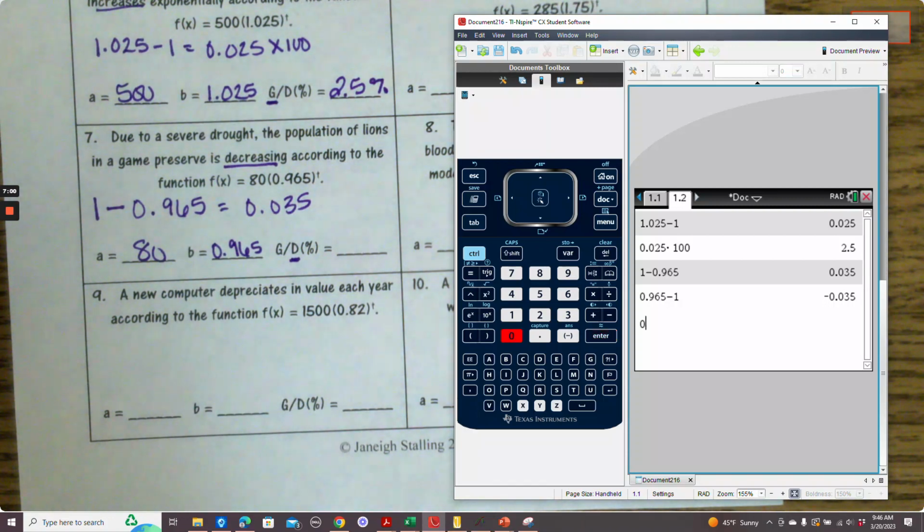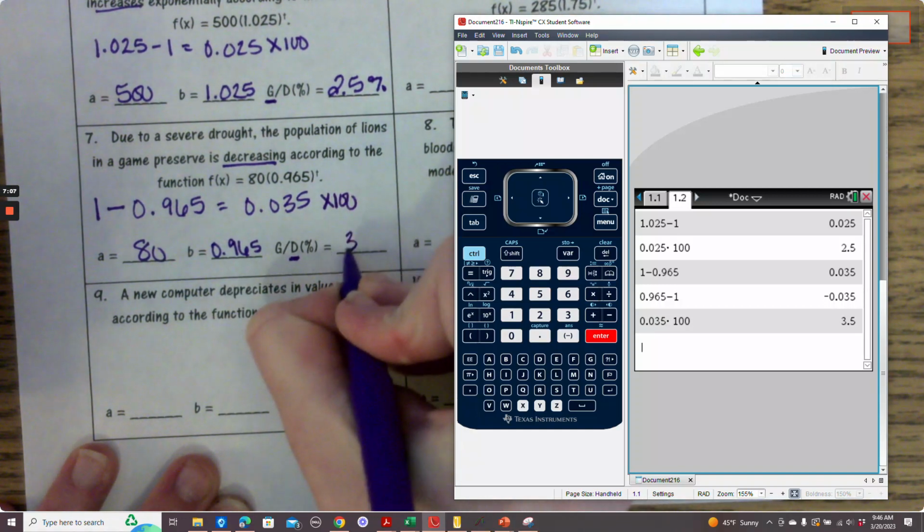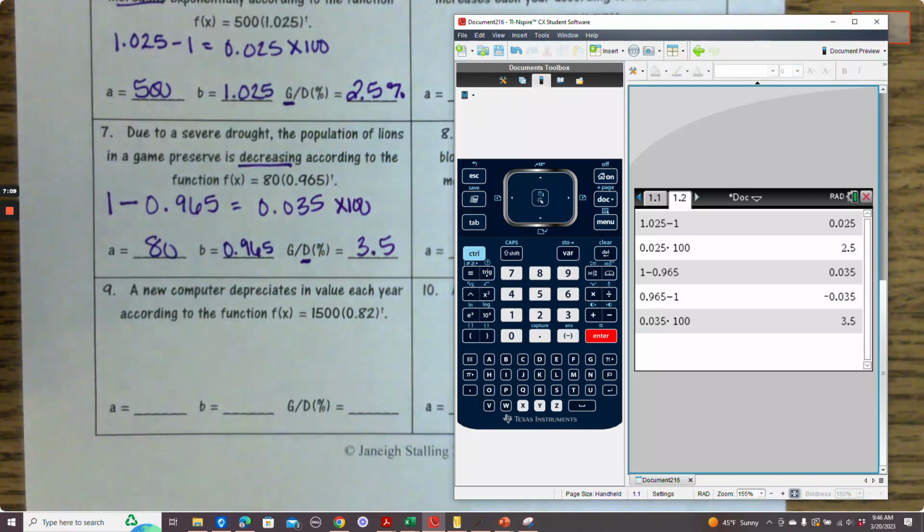And then we multiply it by 100. So that process is the same. So it's decaying at a rate of 3.5% every year. So every year, 3.5% of the lions are going to die or get hunted or something on this game preserve.